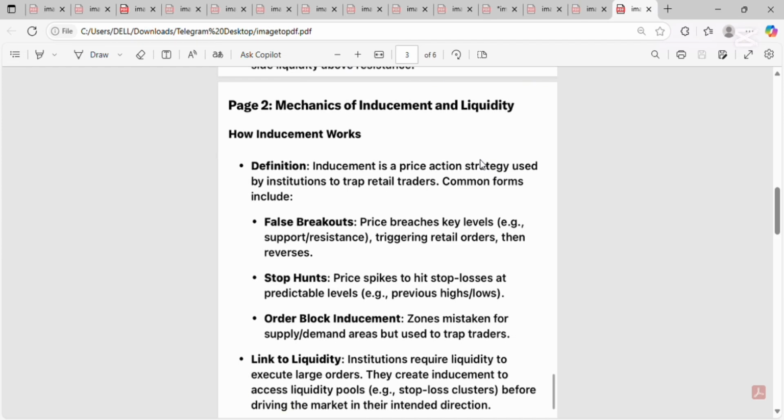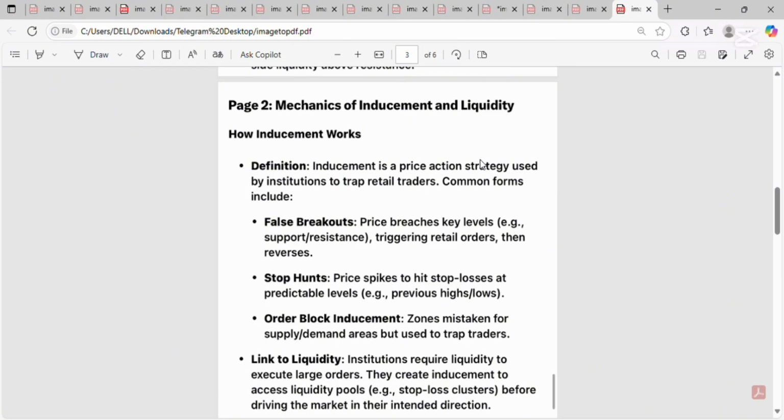Now, with the forms of inducement, we have false breakouts, where price breaches key levels, e.g. support or resistance, triggering retail orders, then reverses. That is a manipulation whereby price gives us a bullish uptrend. We think that maybe because of this breakout candle from a resistance or support area, the market is likely going to buy or sell. We end up entering early. Meanwhile, it's going to close with a weak rejection. Then at the end of the day, we lose our trade. That is a false breakout.